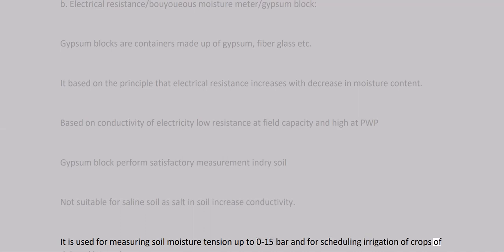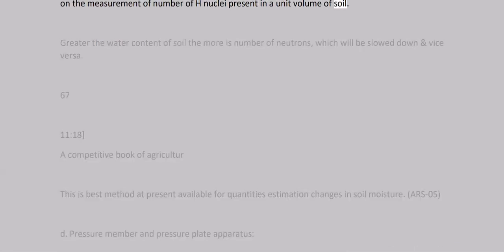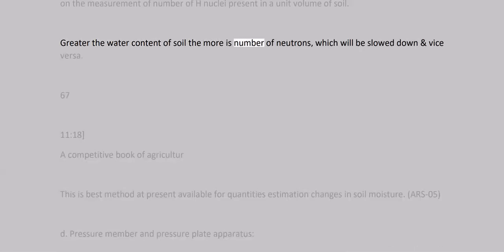C. Neutron moisture meter. A rapid method used for field or in situ measurement of soil moisture from a large volume of soil, based on the measurement of the number of H nuclei present in a unit volume of soil. The greater the water content of soil, the more neutrons will be slowed down, and vice versa.